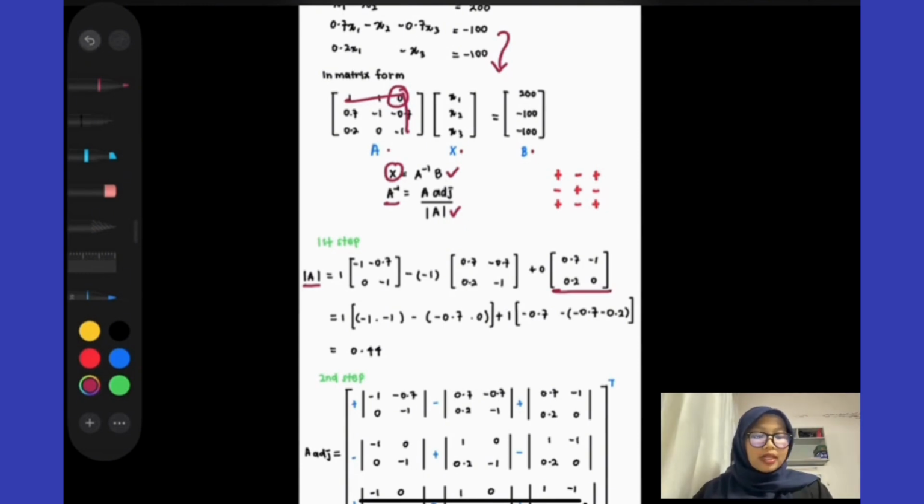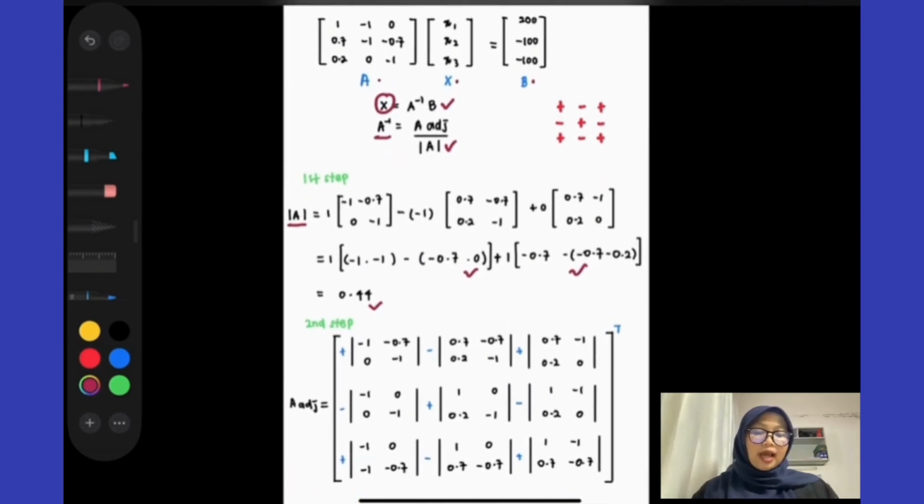The next step is to calculate it. 1 times negative 1 times negative 1 minus negative 0.7 times 0, and add 1 times 0 times negative 0.7 minus negative 0.7 times 0.2. And you will get 0.44 for the determinant of A.